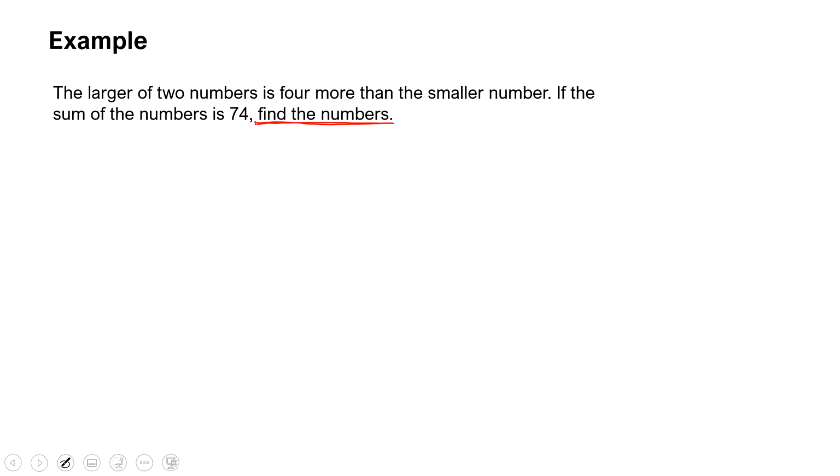So our example here, read the last sentence first while they're trying to find the numbers. So I'm trying to find numbers. They tell us the larger of 2 numbers is 4 more than the smaller number. If the sum of the numbers is 74, find the numbers. So our let statement, I'm going to say let x equal the smaller number. Usually you're going to let x equal the smallest of what you're trying to find.